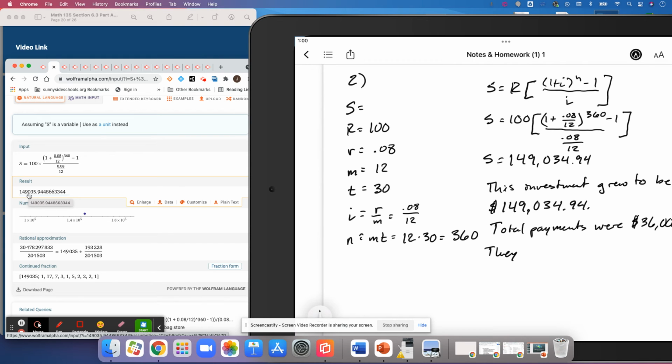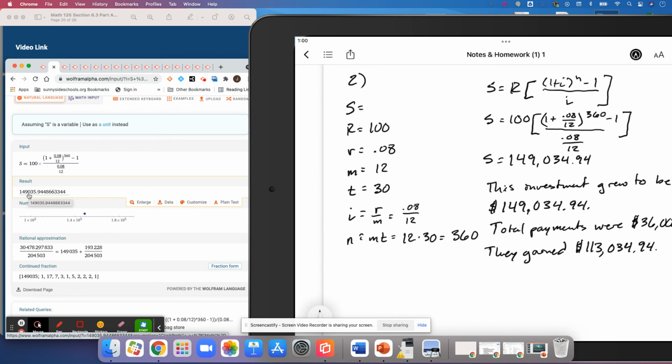They gained $113,034.94 for doing nothing. And so you can see, everyone, that doing something simple or small, even like $100 a month consistently over time for a long time, makes a gigantic difference.